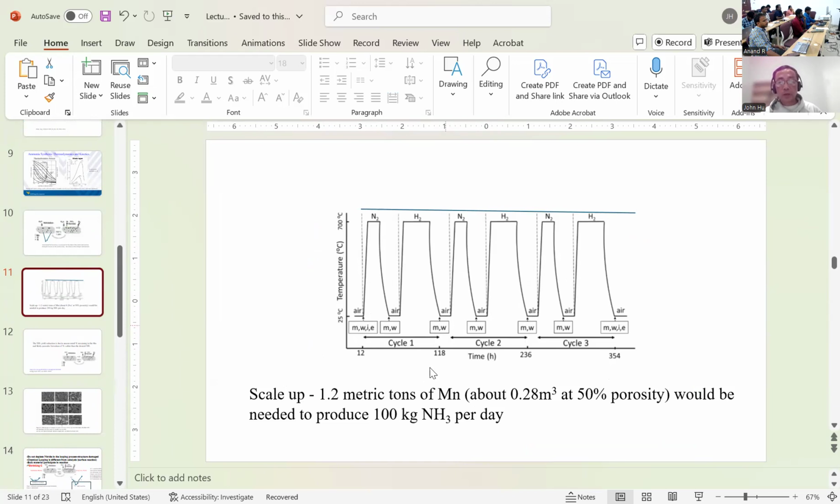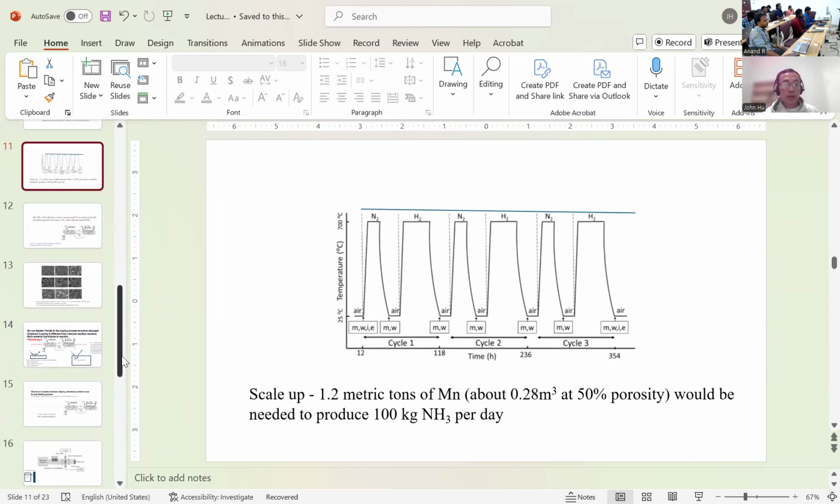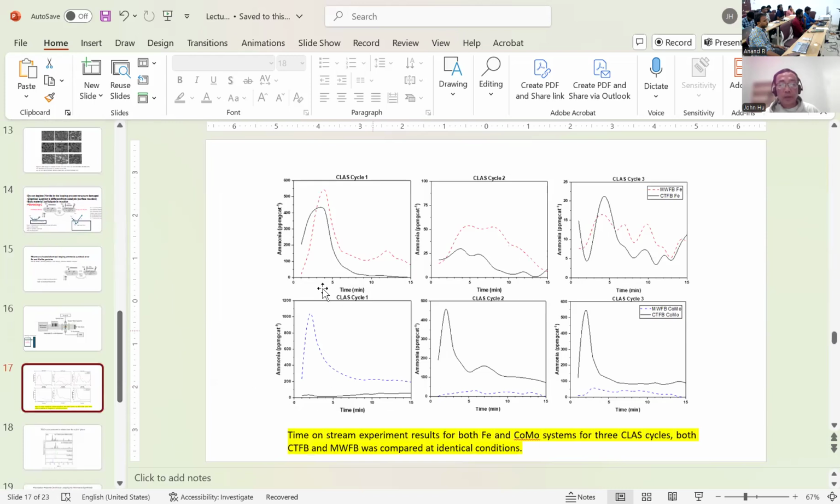This is similar to this paper, but it is the microwave reaction we did in our laboratory. The first row is the 3 cycles using the iron catalyst, and the second row uses the cobalt moly catalyst, the same thing. Okay, so let's take a look at the iron catalyst, the right dashed line, in terms of the ammonia concentration.